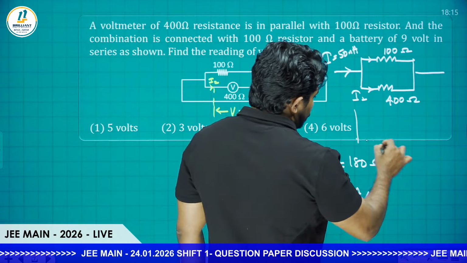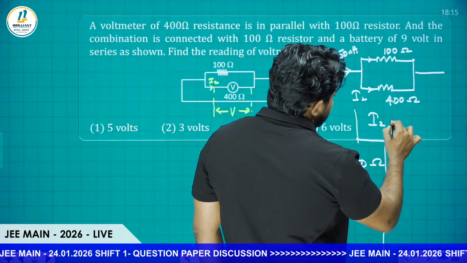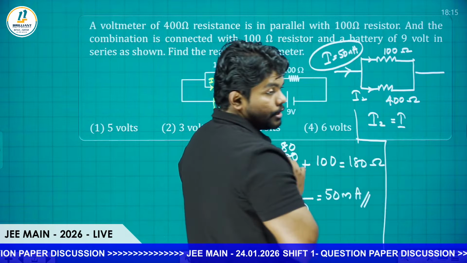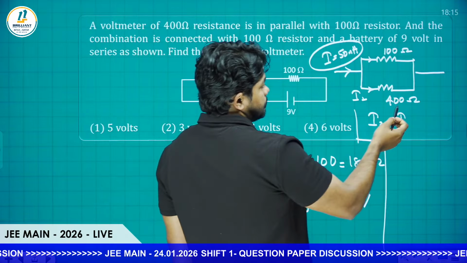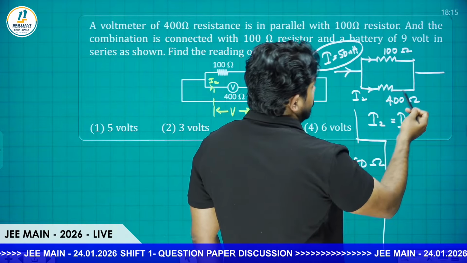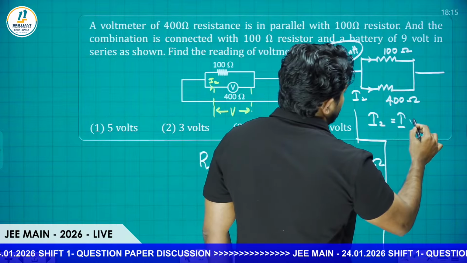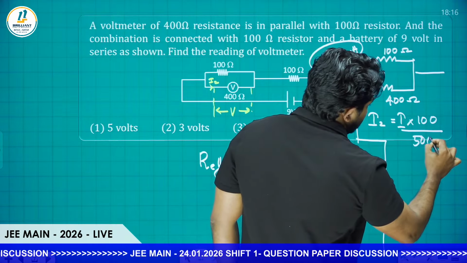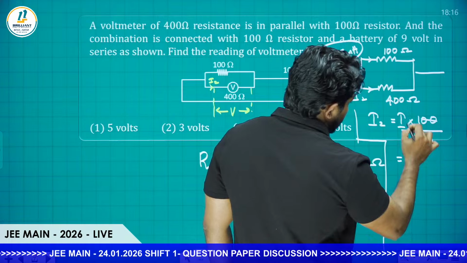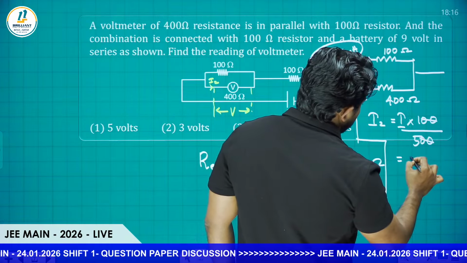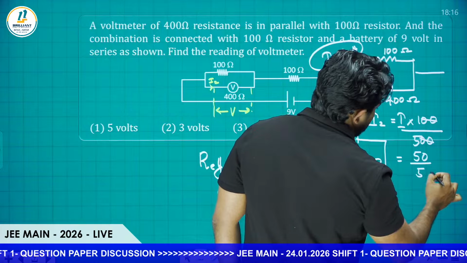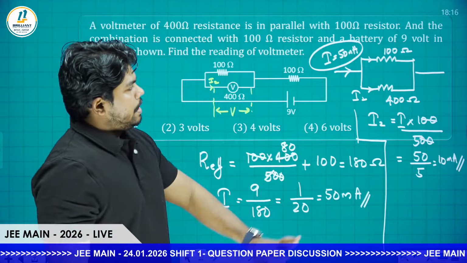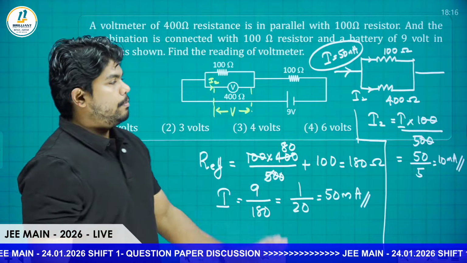According to the current division rule, we can say that I2 will be equal to the total current. So what is the total current? I will be the total current. Now I need to find the current in this segment, so I have to consider the opposite resistor, that will be 100, divided by the sum of these two resistors, that will be 500. So this will be I by 5, which equals 50 divided by 5 in milliampere, that will be 10 milliampere. So I got the current passing through that segment, that will be 10 milliampere.